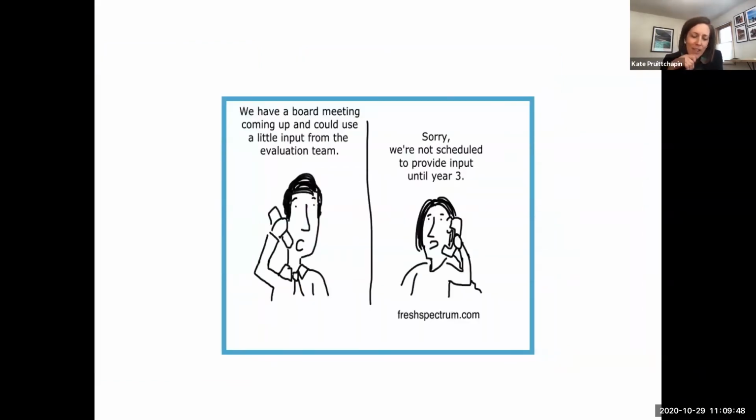All right, so now I've got my goofy cartoons here. In this cartoon, the guy on my left says, you have a board meeting coming up, and we could really use a little input from the evaluation team. And then she says, sorry, we're not scheduled to provide input until year 3, right? So we know that this is a really common response. And this is the last training, and it's really important to be able to know, did you make an impact? And yet when we secure the funding, for example, it's not uncommon to say, oh great, now, crap, we're at the end of year 3, and now we need to evaluate whether or not we had an impact.